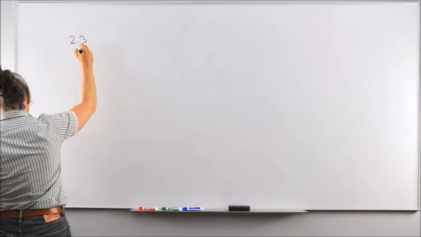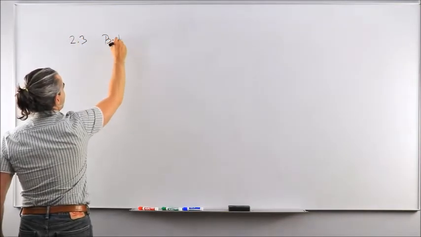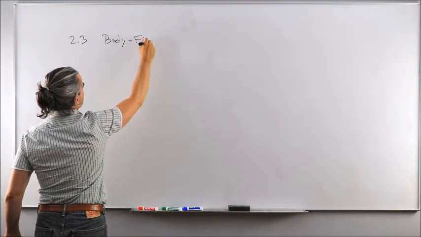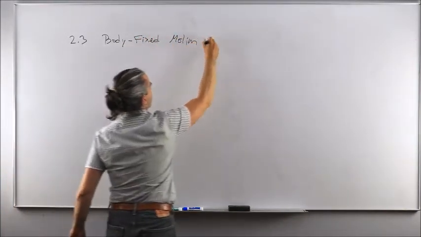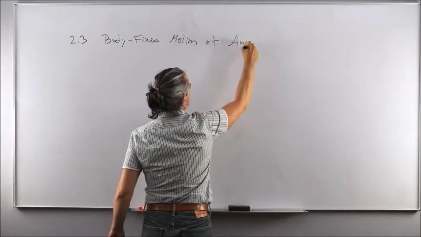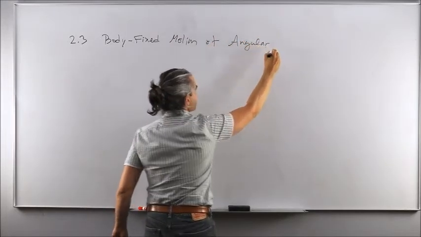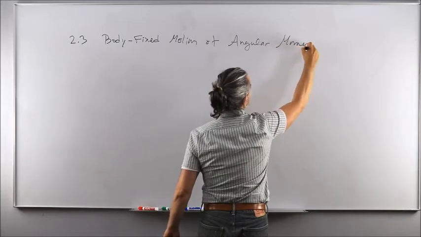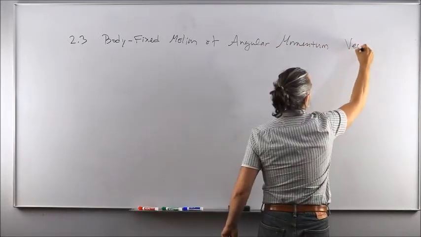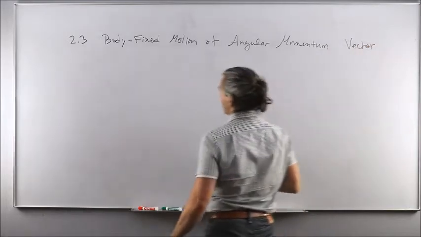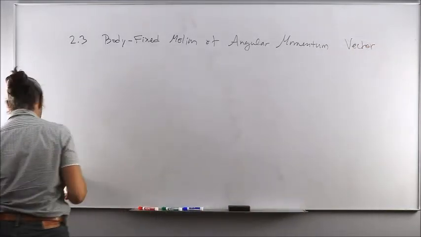So 2.3. Body fixed motion of angular momentum vector. Quite a title for a subsection.